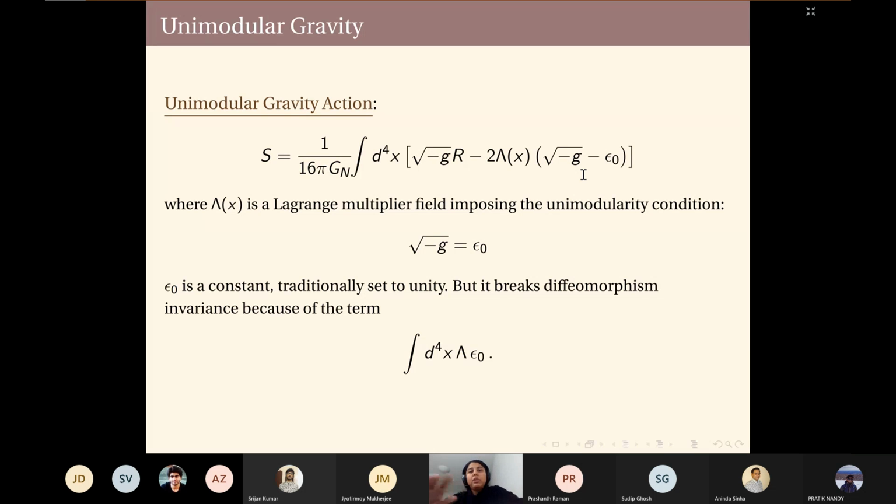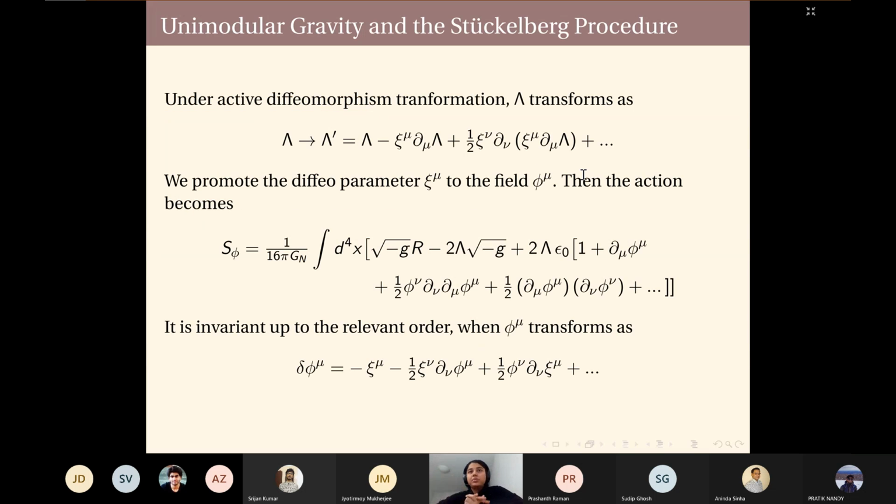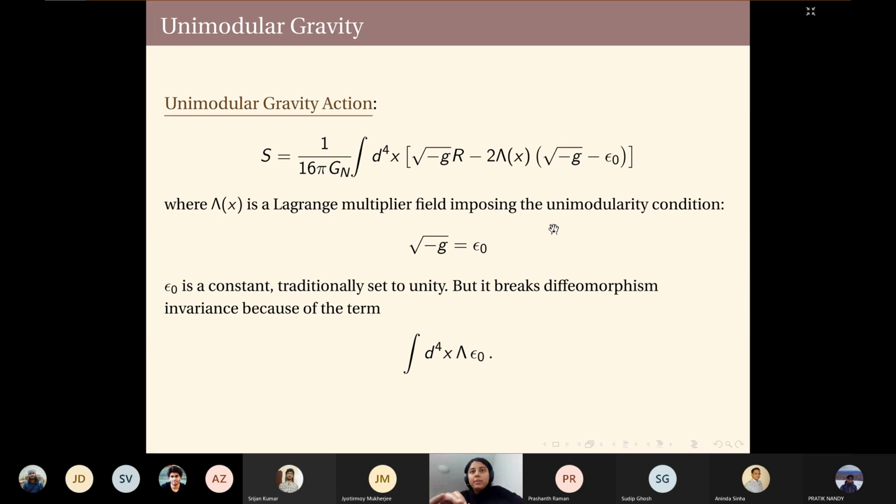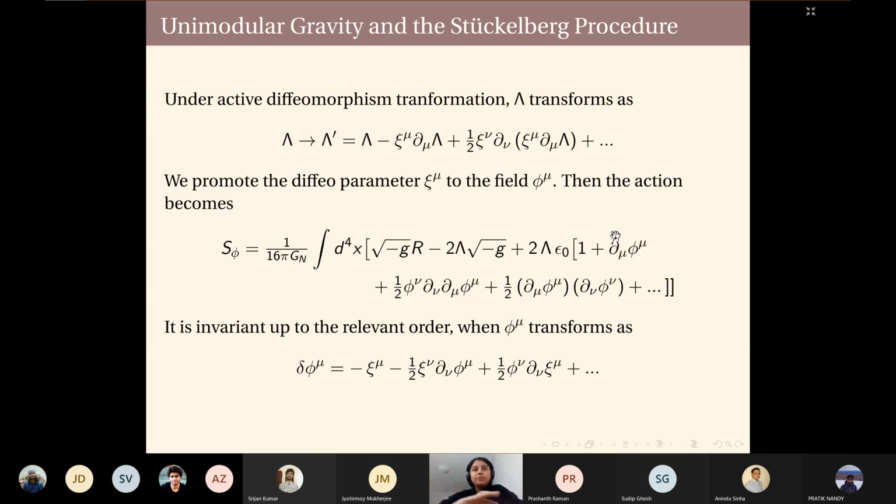So the diffeomorphism symmetry has been broken, and now we want to restore it. For that, we use what's known as a Stückelberg procedure. Now, when we perform diffeomorphism transformations, we can do it in two ways. Either we can do an active transformation, which means we transform the fields and let the coordinates stay as they are, or we can let the fields stay the way they are and perform the transformations on the coordinates, which are called passive transformations. So first I'll show the active transformations.